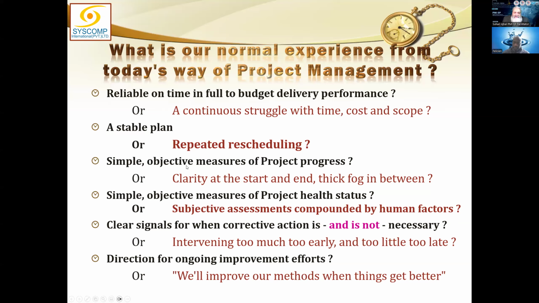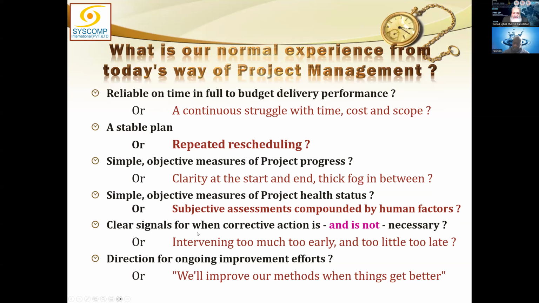Simple objective measure of project progress. Clarity at start and the end. In between, there is a thick fog. About simple objective measures of health check, project health check. Subjective assessments compounded by human factor. People are involved. So naturally, it is not electronic, it is not robotic. So human factor is there. Interpretation by the human. So maybe you have performed exactly the same way, but one person assesses it in one way and another person assesses it in another way.